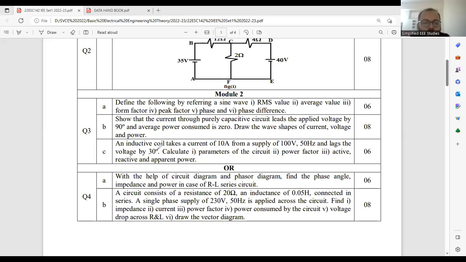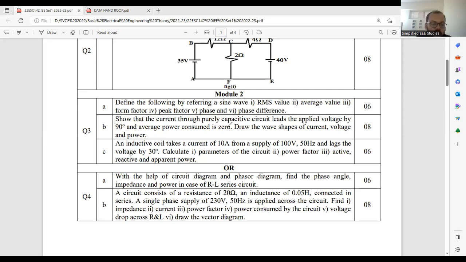Similarly, there is another problem. An inductive coil takes a current of 10 amps from the supply of 100 volt, 50 hertz, and lags the voltage by 30 degrees. Then calculate the parameters of the circuit, power factor, active and reactive power.